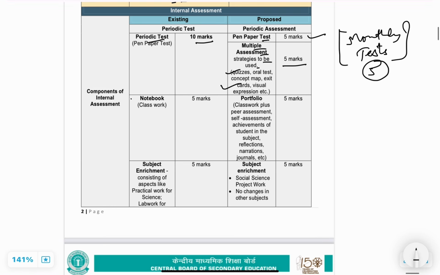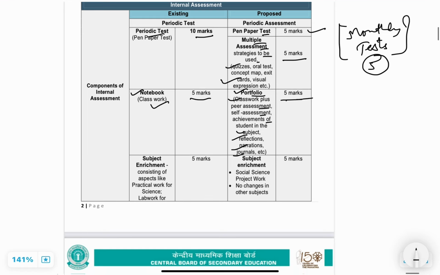Next one is notebook. Earlier the weightage for notebook was 5 marks, but now it is for portfolio plus notebooks as well, classwork. Portfolio is a common criteria for your classwork plus your peer assessment, self assessment, achievements of students in the subject, reflections, narrations, journals, etc. Whatever you do in your class activities, how will you perform? Apart from that, how will you maintain your notebook? The weightage is 5 marks.